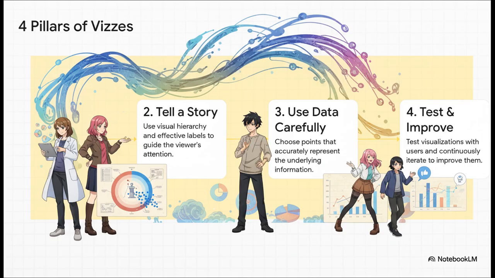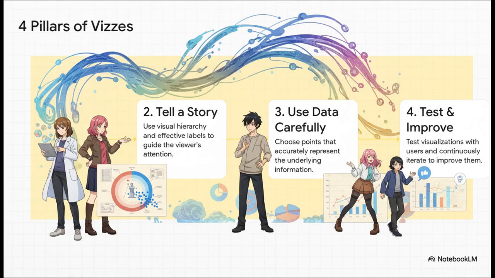Second, tell a clear story. Use things like size and color to guide the viewer's eye where you want it to go. Third, use your data carefully. Be intentional and make sure you're accurately representing the information. And finally, number 4, test and improve. A great viz is rarely perfect on the first try.